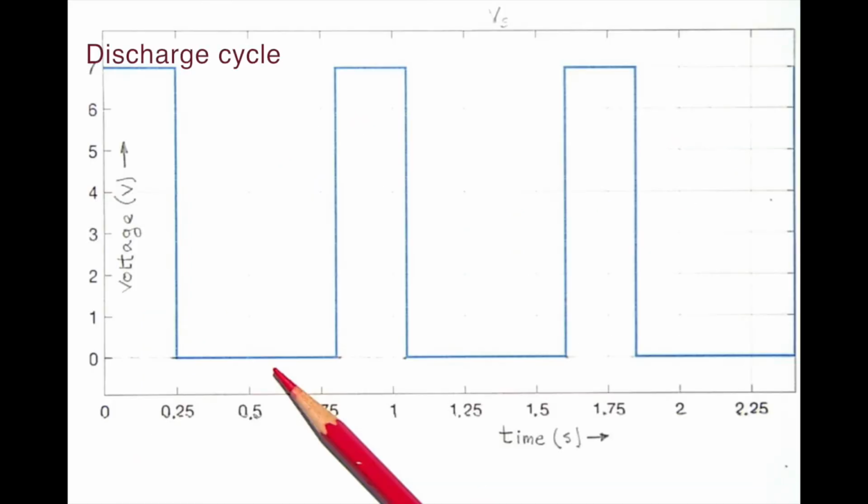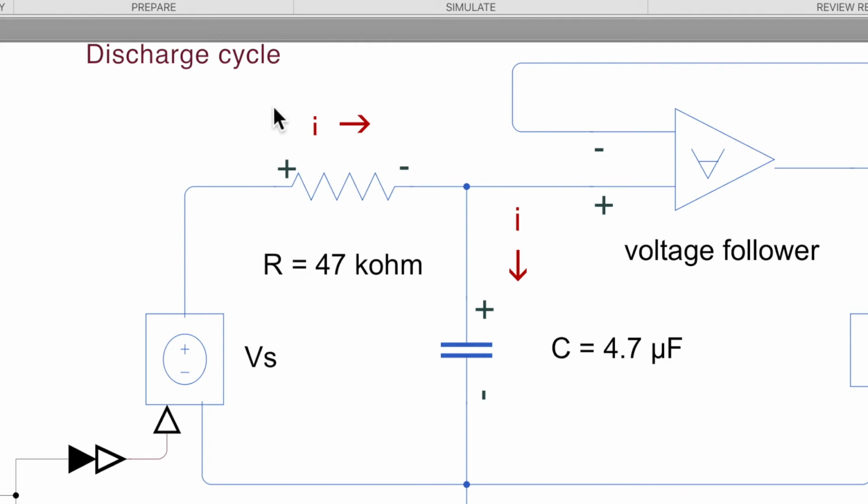During the discharging time of the capacitor, the electrons are actually going in the opposite direction of the positive current flow. The positive current flow was going from right to left.